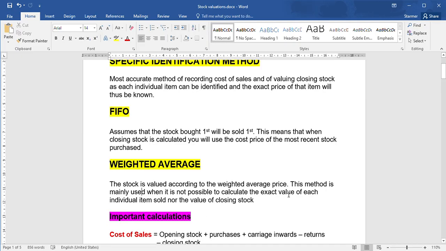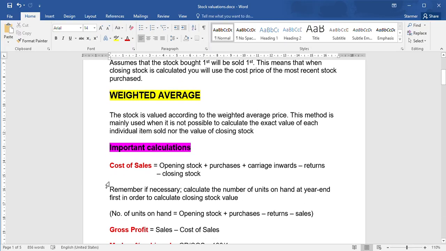And this method is used when it's not possible to calculate the exact value of each item sold, nor the value of closing stock. So in other words, we're just going to use an average price here to value our closing stock. Right, some important calculations here.